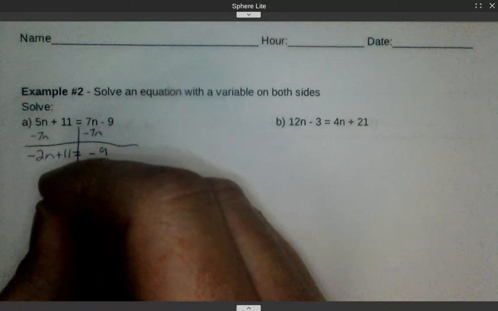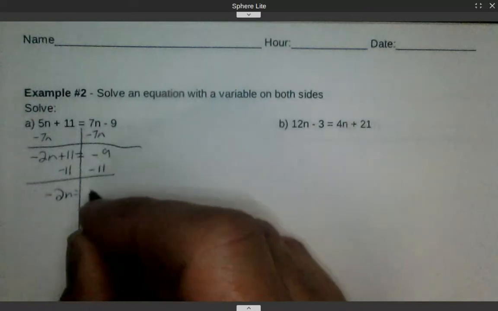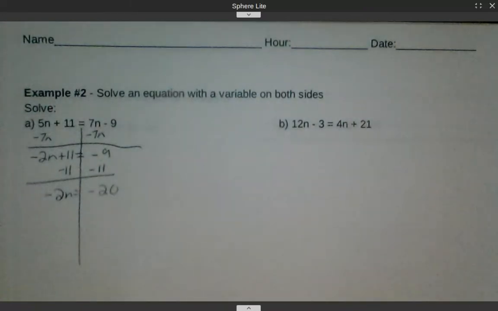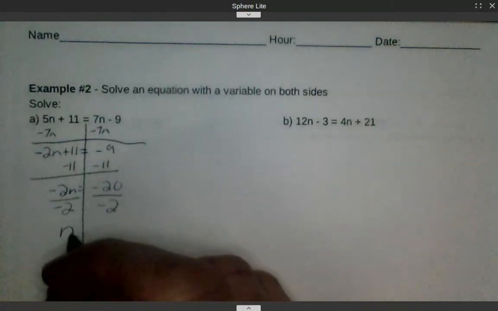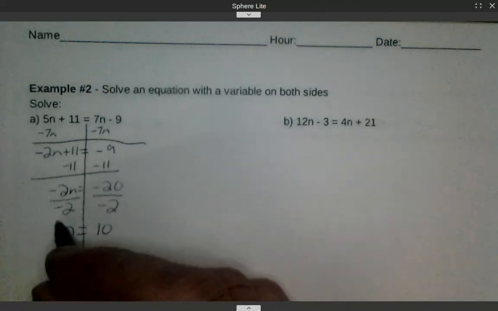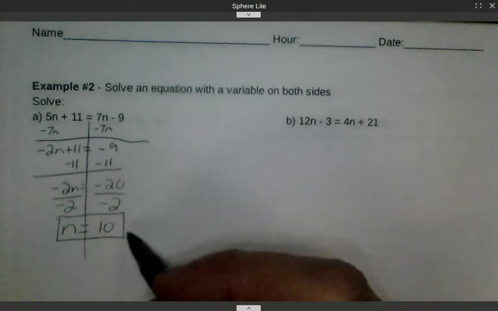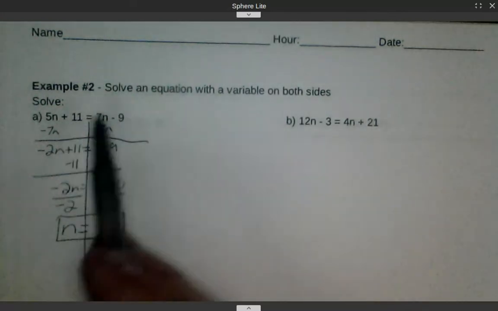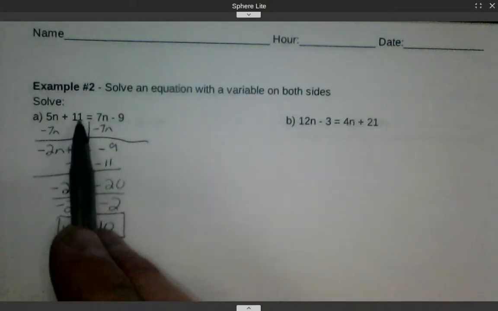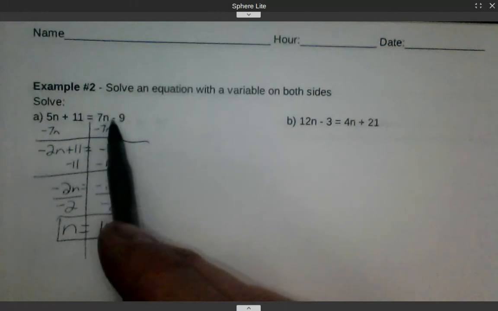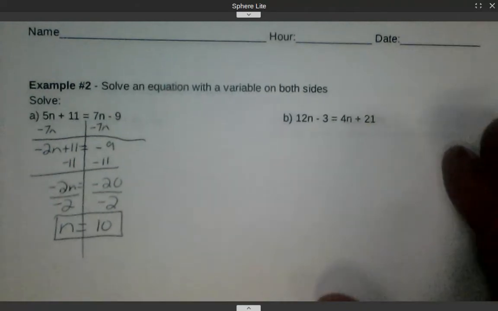Now to get that number on the other side, I'm going to subtract 11. So I'll have negative 2n equals negative 20. And then I'm going to divide by negative 2 so that n equals 10. Of course, if we want to check to make sure that we did it correctly, we can always plug it back into our original problem and make sure that it works for the left and right hand side. So 5 times 10 is 50, plus 11 is 61. 7 times 10 is 70, minus 9 is 61. Since 61 is equal to 61, you know that you're good to go.